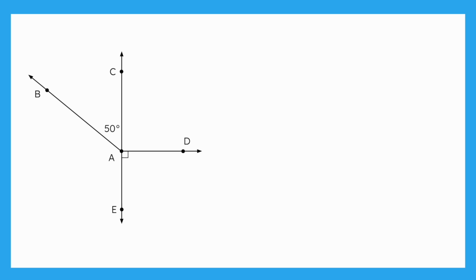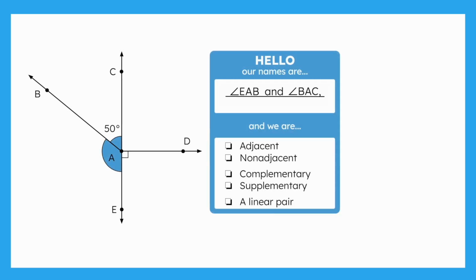Let's finish up today by taking a look at some pairs of angles and describing their relationships. First, we have angle EAB and angle BAC. Which terms describe the relationship between angle EAB and angle BAC? Are they adjacent? They are. They share this vertex, A, and this side, ray AB. And they make a straight line, which we know measures 180 degrees, so they must be supplementary. Since these are both supplementary and adjacent, they are also a linear pair.